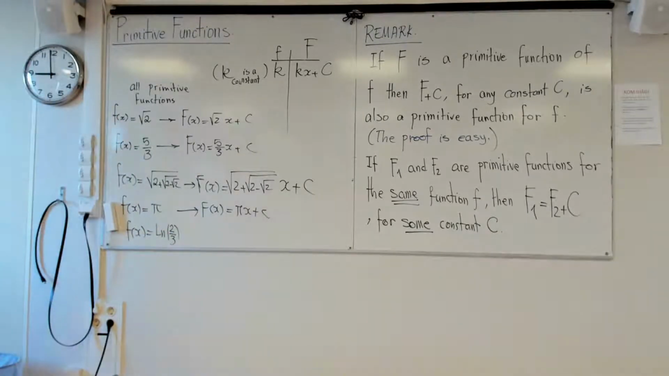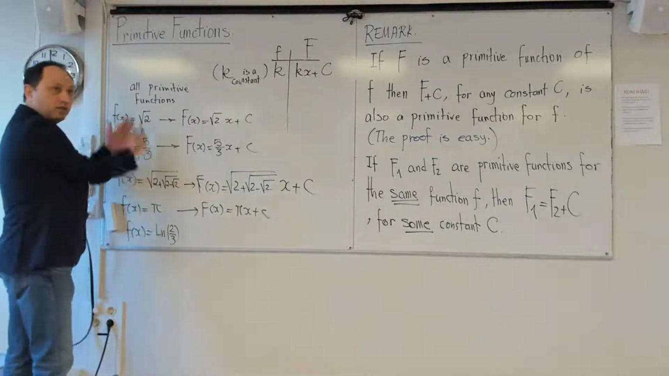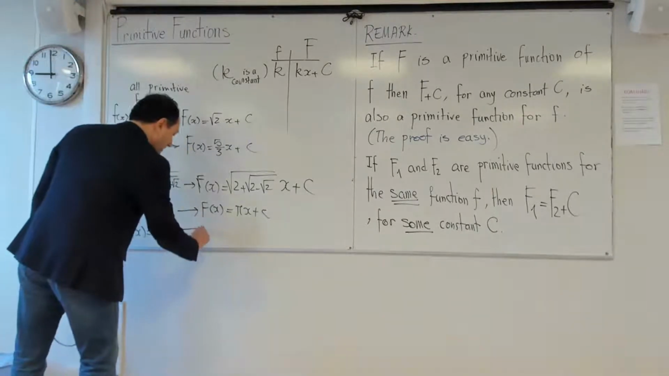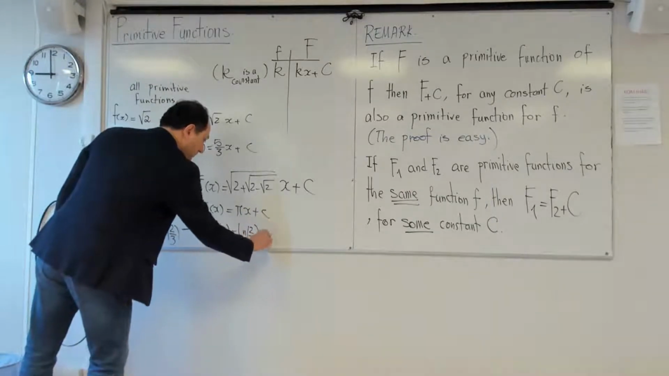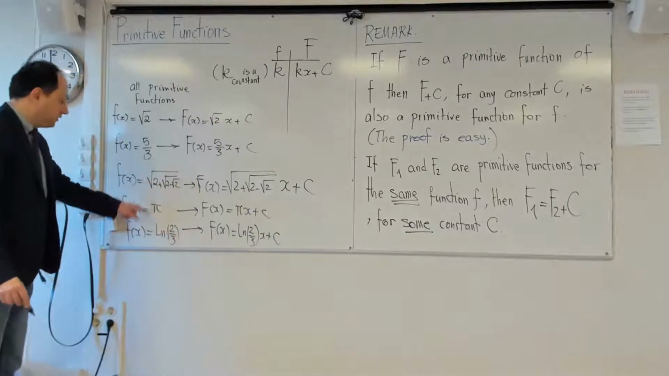2 over 3 times x, yes? Because these are constants. All of them are constants, yes? So it means that the primitive function for this is ln of 2 over 3 times x plus c. So you don't need to be worried about the constant.